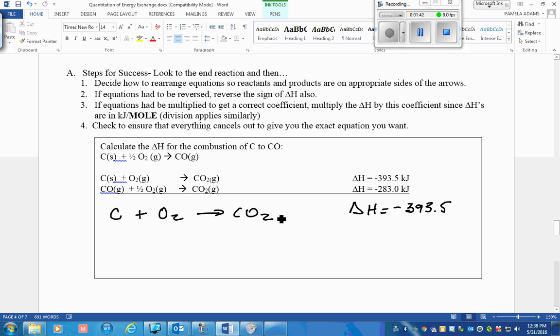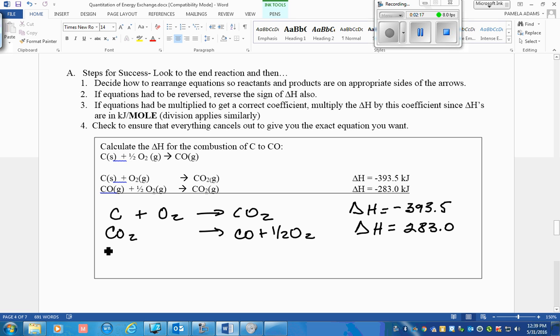for this elementary reaction. When I look here, I see that I want to have carbon monoxide as a product, not as a reactant. So I'm going to go ahead and flip this equation and rewrite it this way. It always makes a little more sense to me if I keep the arrows aligned. It's easier to see what I'm doing. So I reverse this reaction, so I will reverse the sign of delta H.